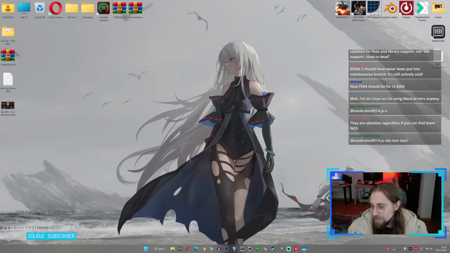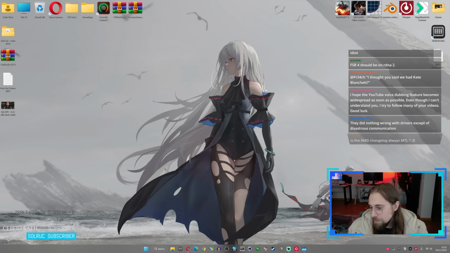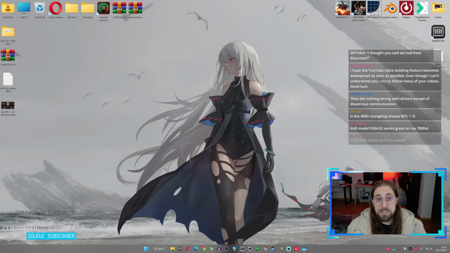So in the software field, maintenance mode means a package is feature complete and will only be updated for fixes and library support, not live support close to death. Yeah, and it's still not legacy. It's better than legacy, I would say.